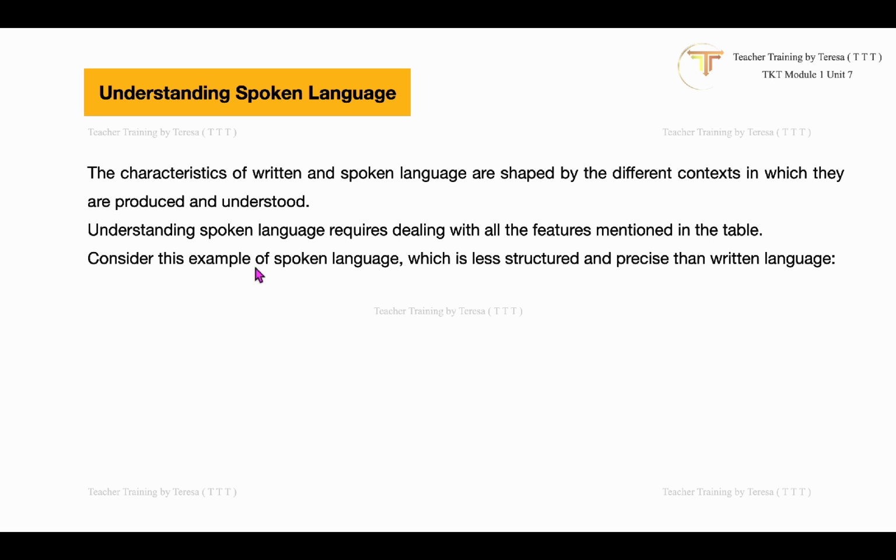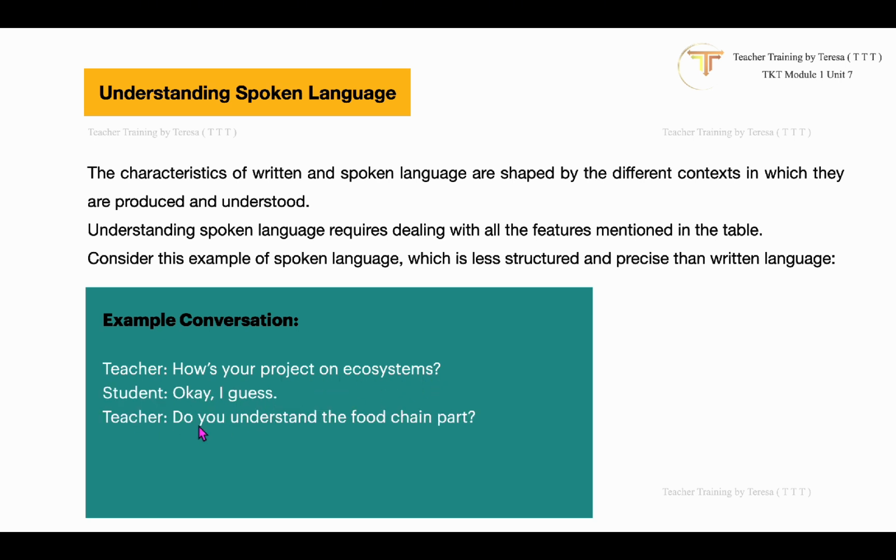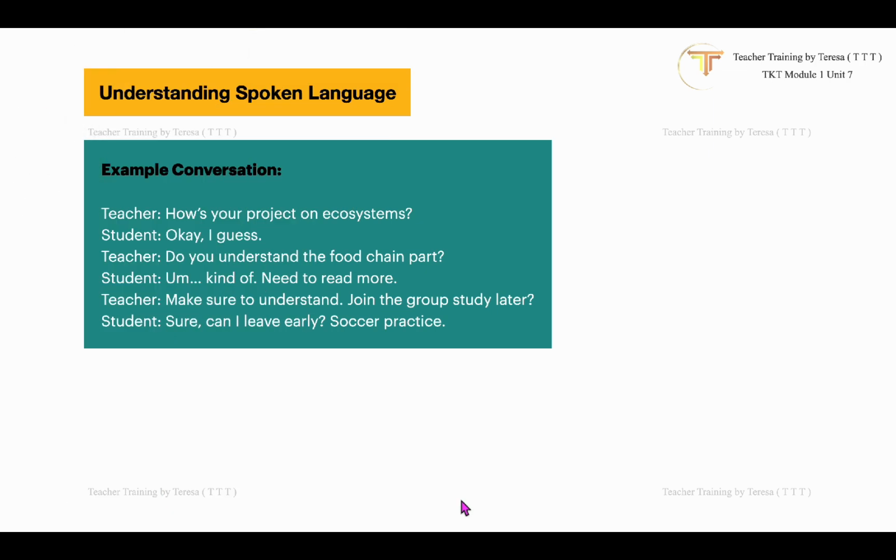Consider this example of spoken language, which is less structured and precise than written language. Example conversation. How's your project on ecosystems? Okay, I guess. Do you understand the food chain part? Kind of. Need to read more. Make sure to understand. Join the group study later? Sure. Can I leave early? Soccer practice.